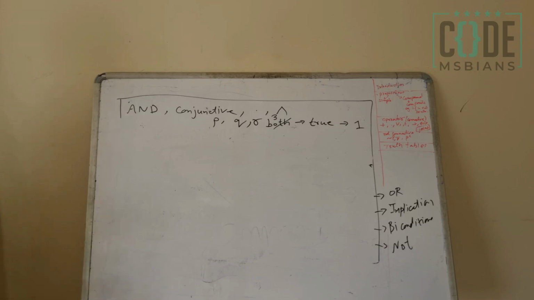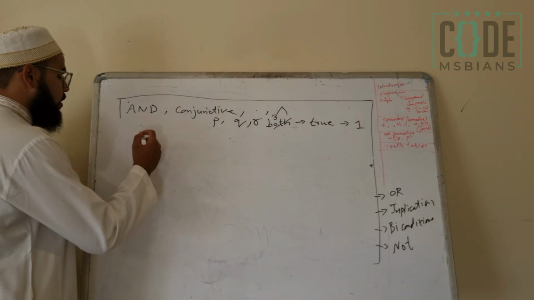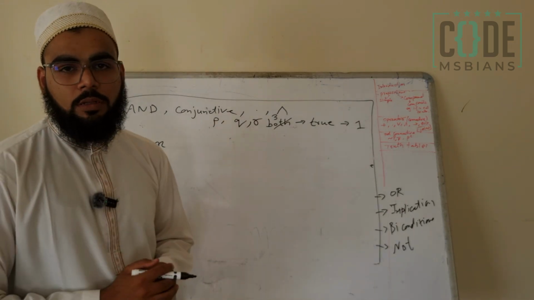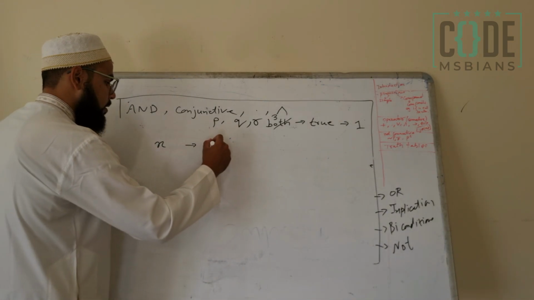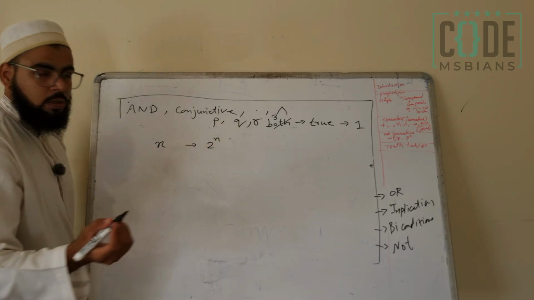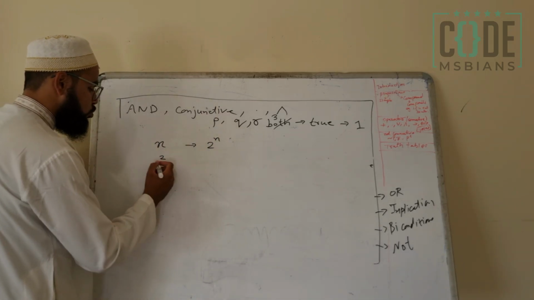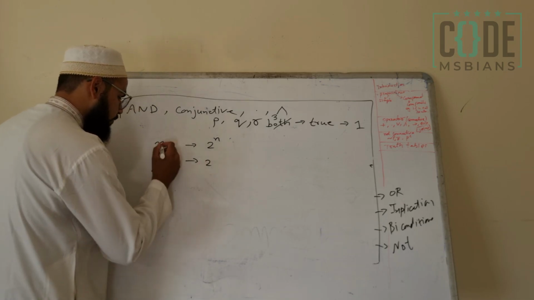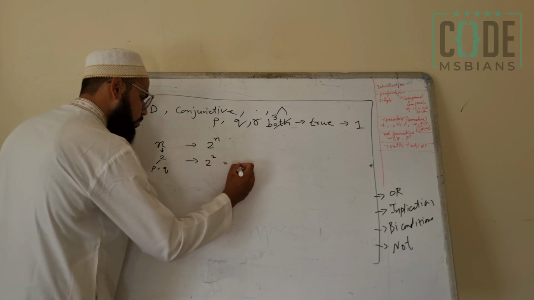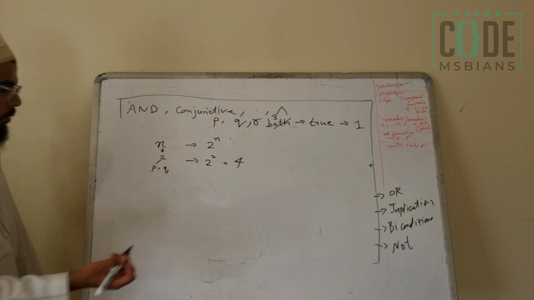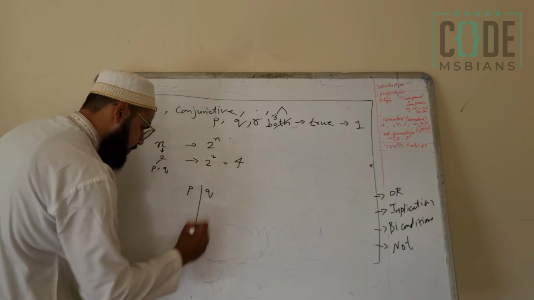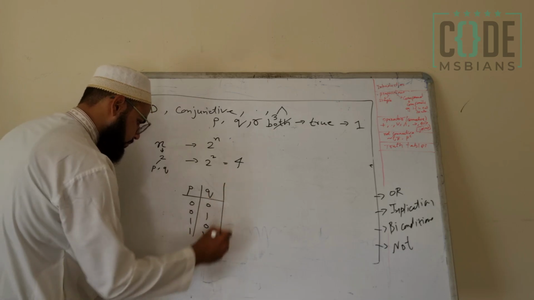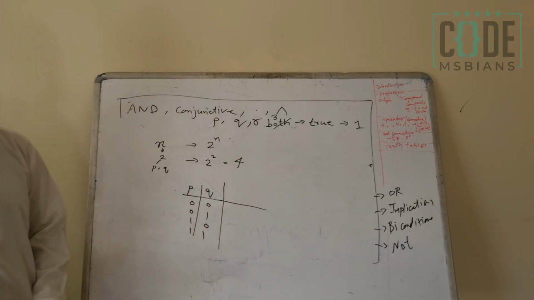For example, let's say you are having 2 statements. If the number of statements is n, how many values are possible in the truth table? It is 2 to the power n, right? For example, the number of statements is 2, let's say p and q. What is 2 to the power 2? It is 4. So a total of 4 values are possible. How? Let's make a truth table. p q: 0 0, 0 1, 1 0, and then 1 1.